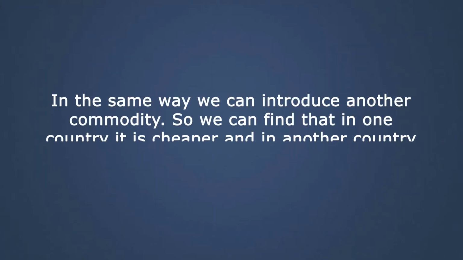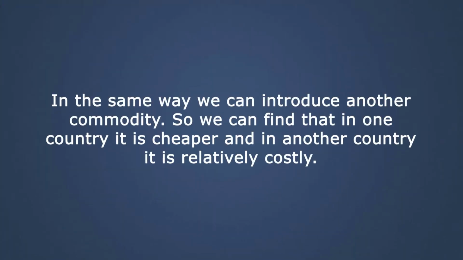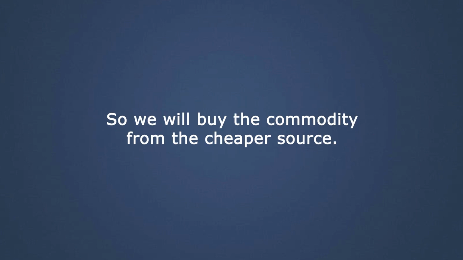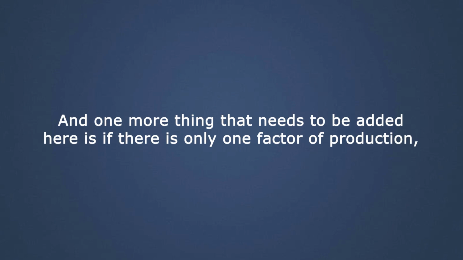Rather, I should buy this good from country B because it is cheaper there. And in the same way, we can introduce another commodity, say wheat, and find that in one country it is cheaper and in another country it is relatively costly. So we will buy the commodity from the cheaper source. Now the point is that if the prices are the same, there should not be any trade.